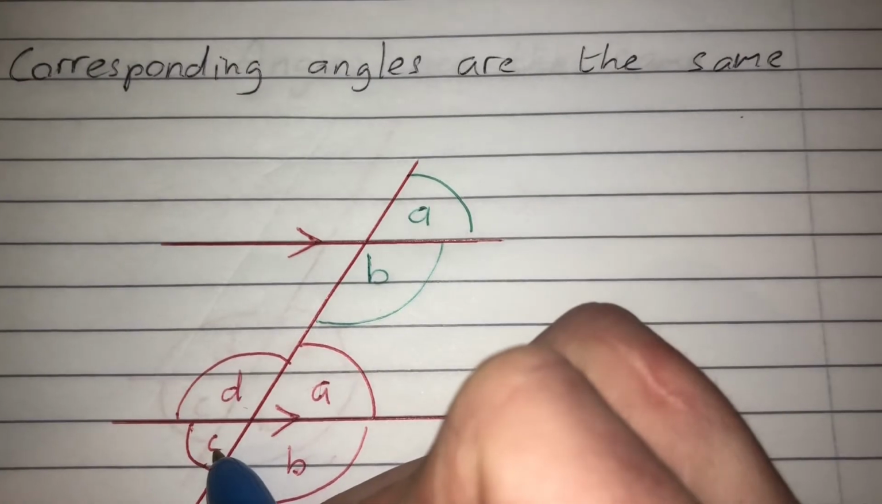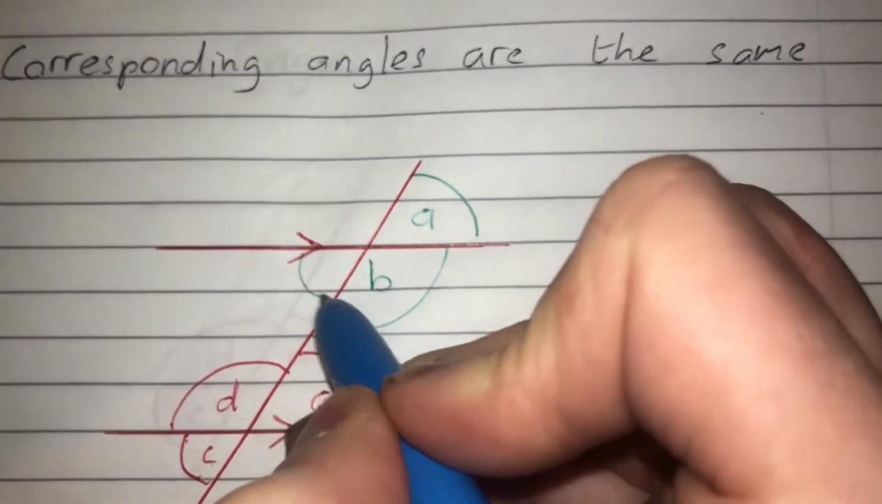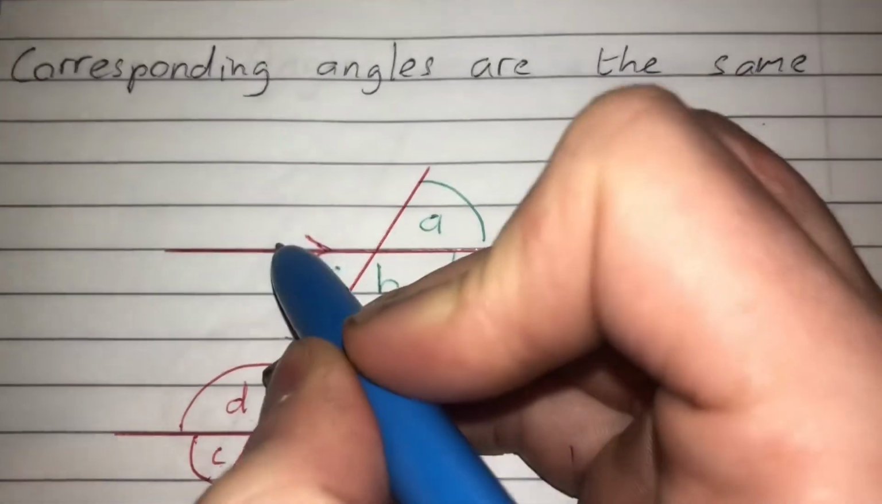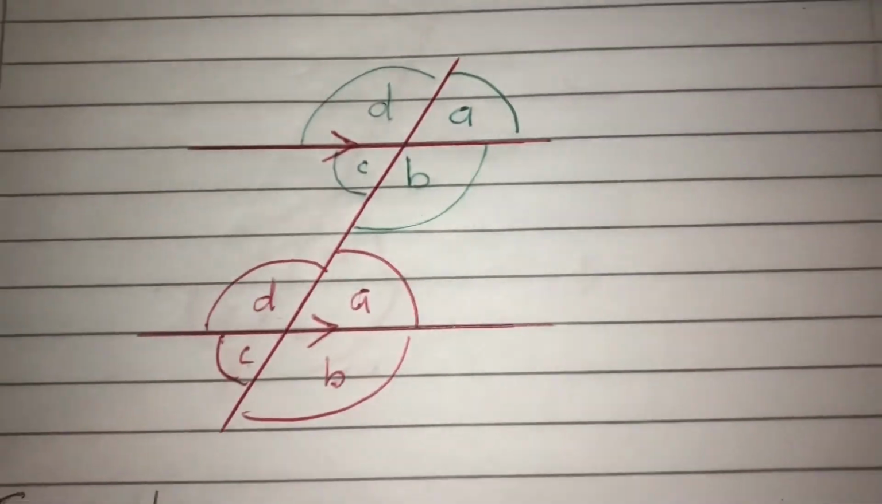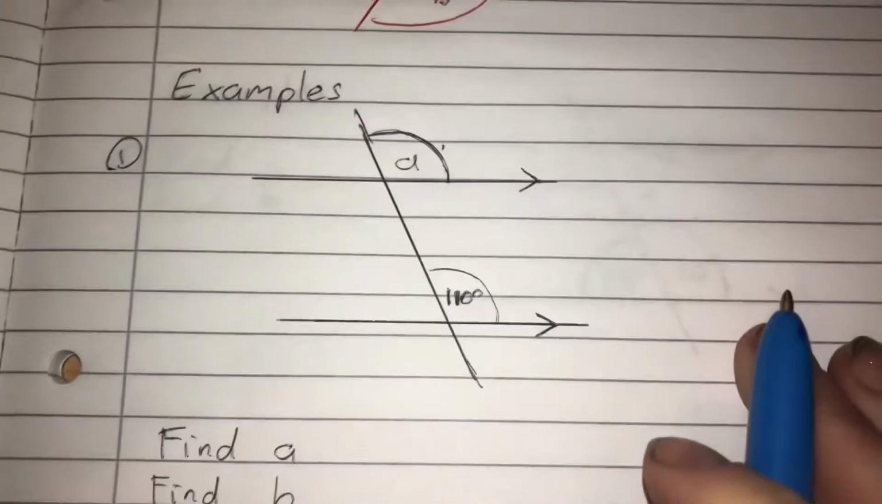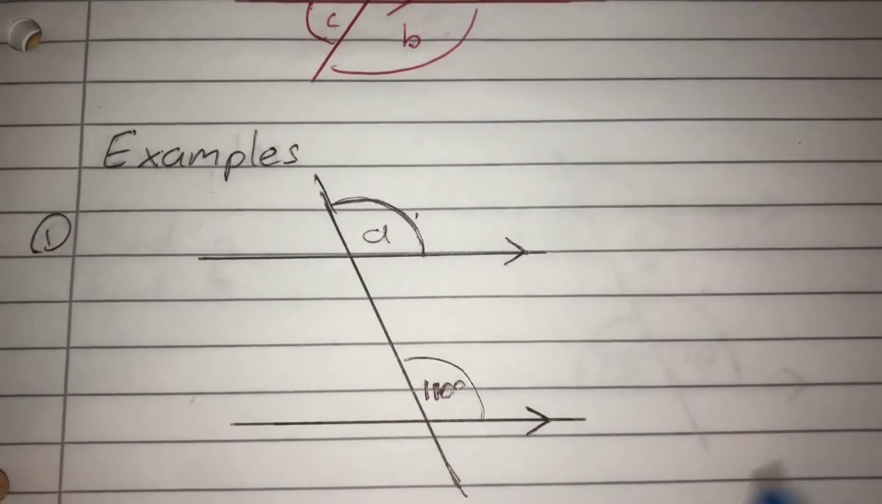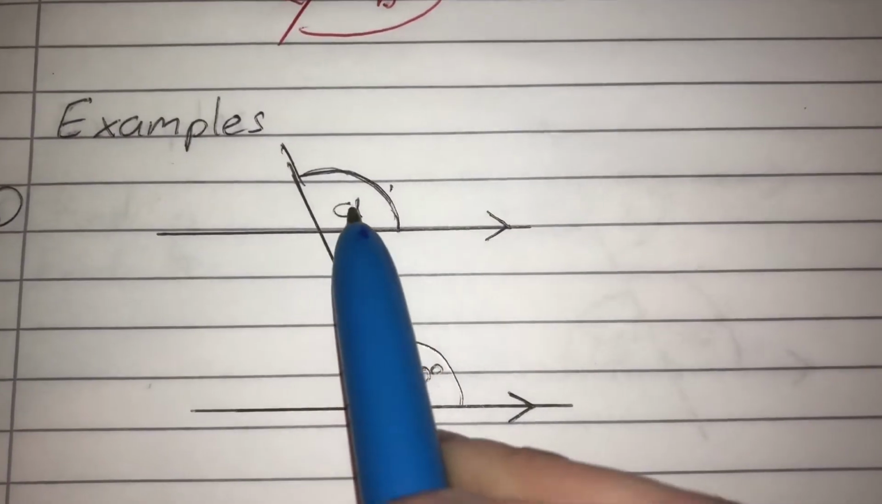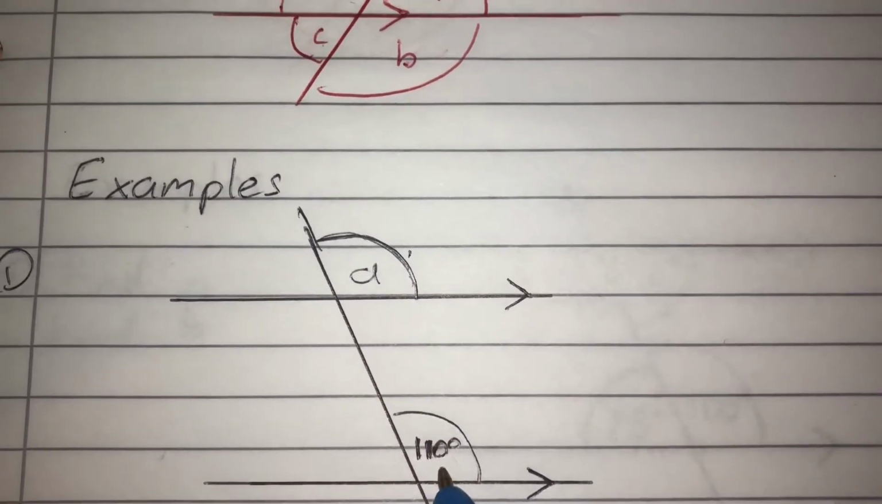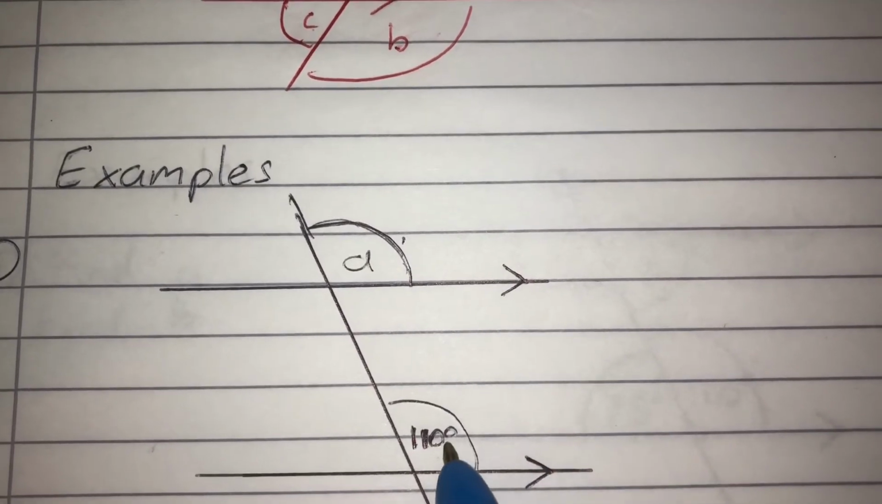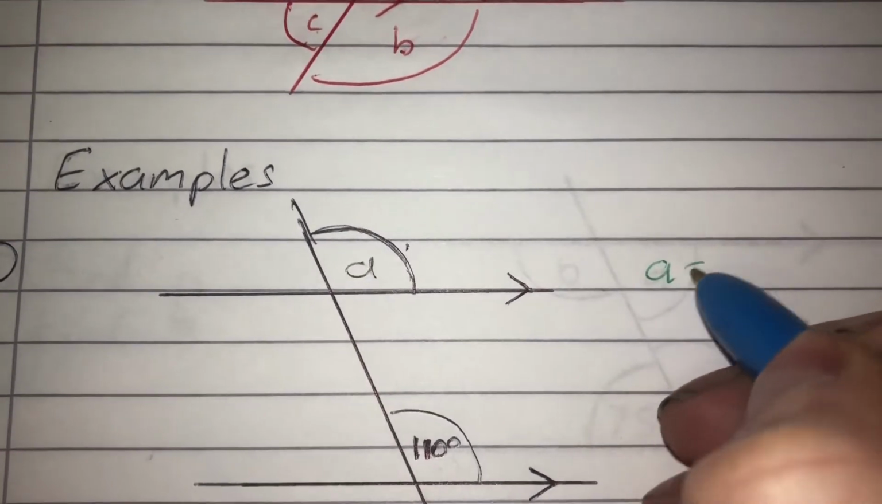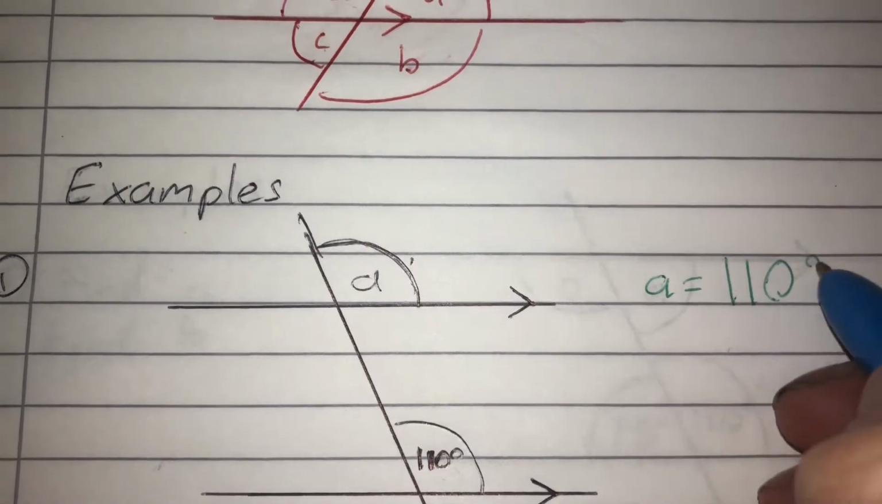The angle that is corresponding to C up here is this angle in here, and the angle that is corresponding to D is this angle here. Okay, so just to look at some of the questions you might be asked of that nature. Say I was asked to find this missing angle A. So A is corresponding to this 110 degree angle, so therefore A equals 110 degrees.